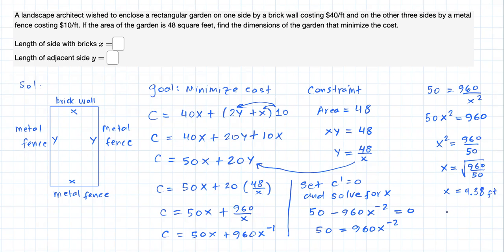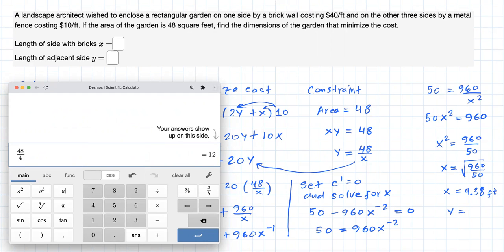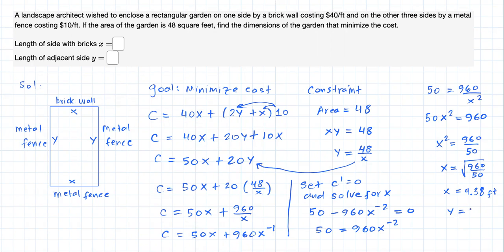And Y, what is the value of Y? Remember, Y depends on X. It's 48 divided by X, right? So we can compute that. Y equals 48 divided by 4.38. This is 10.958. Rounding this to two decimal places, 10.96 feet, right? Great.